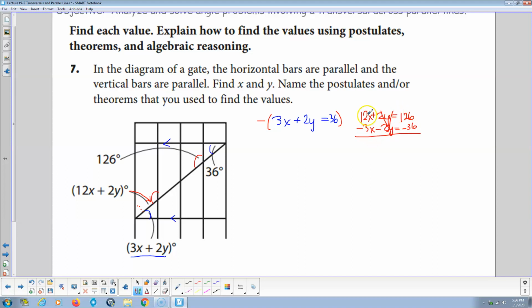So we add those two equations. The y's go away. Woohoo! We can solve for x. So we get a total of 9 x's equal to 126 minus 36. 12 minus 3 is 9, equals 90. So we divide by 9. So x is 10.